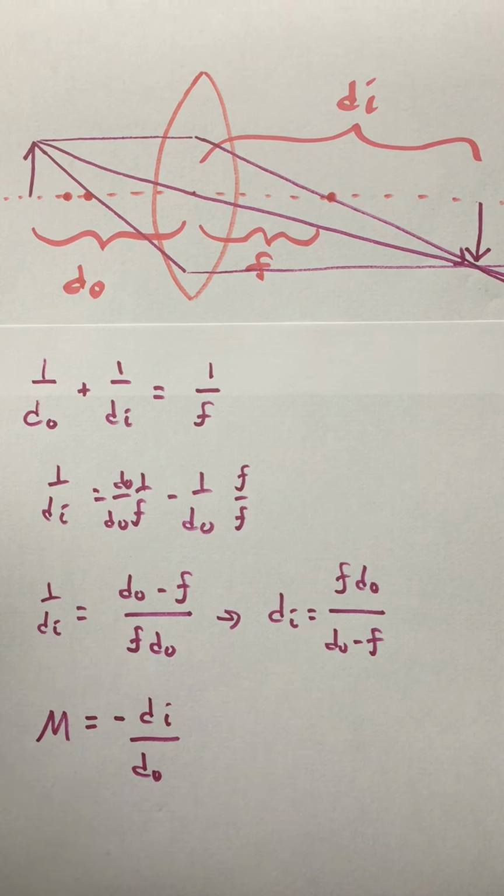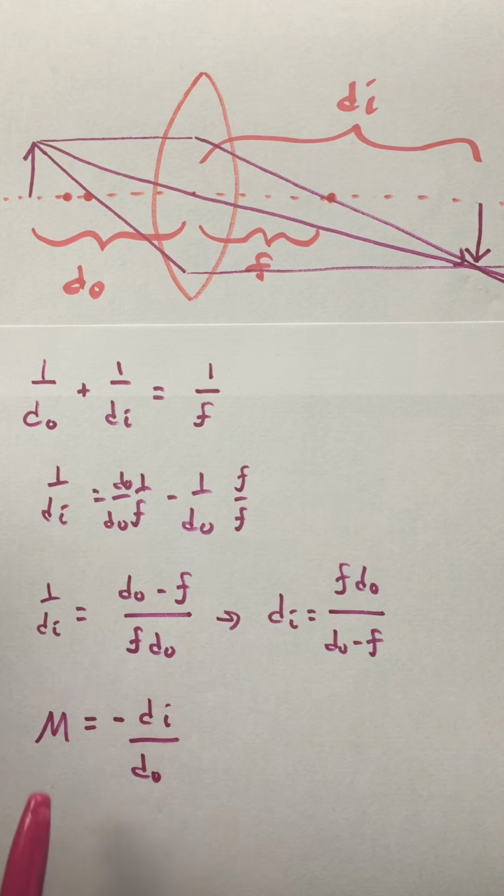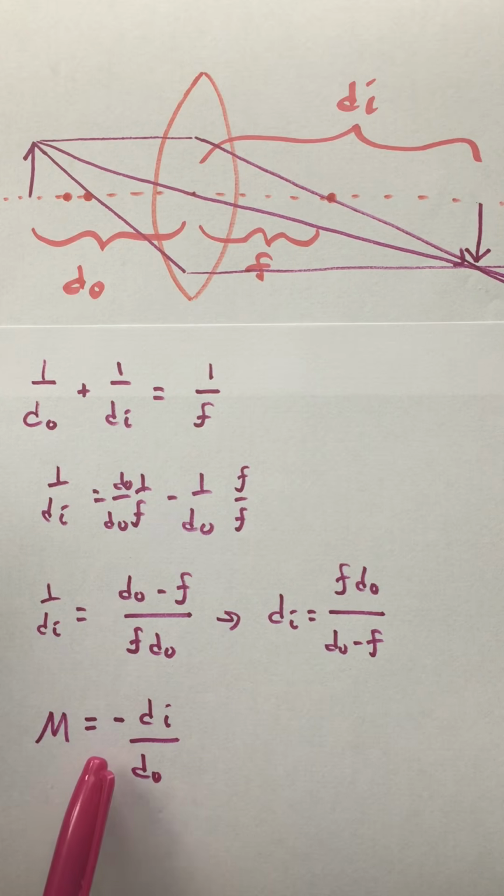If you find that a magnification is negative, the negative sign tells you that the image is inverted with respect to the object. So you're going to get some ratio here that is either larger than, equal to, or less than 1. That tells you how the size changes. Then you're going to get either a negative or a positive sign, which will tell you whether the image is inverted with respect to the object. If it's negative, it is inverted; it is upright with respect to the object if it's positive.